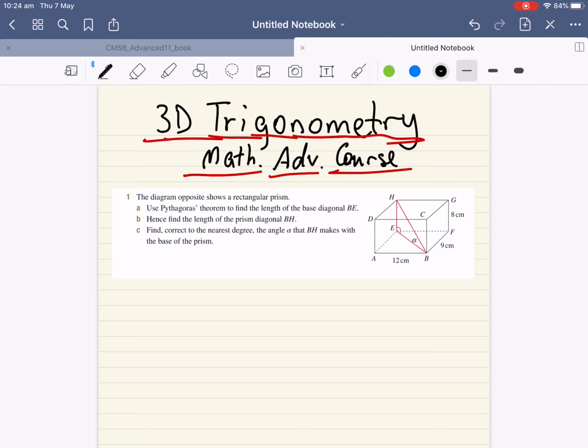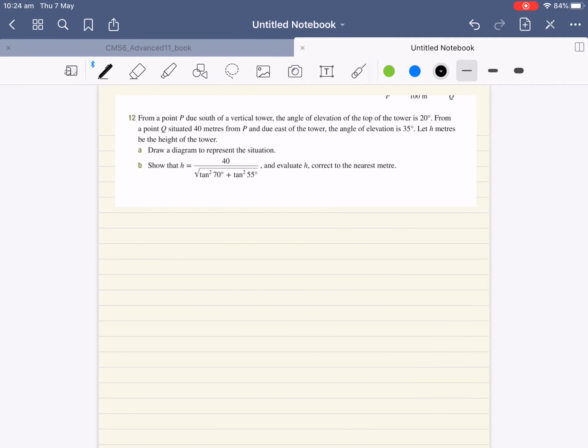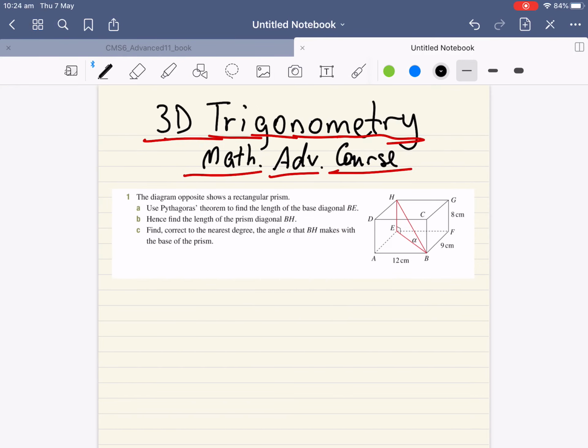Okay, so today we're going to look at three-dimensional trig, and what I've done is I've looked at the exercise and I've picked out the very first question, theoretically the easiest one, and the very last question, which will be theoretically the hardest one to do. And to be fair, it actually probably is.